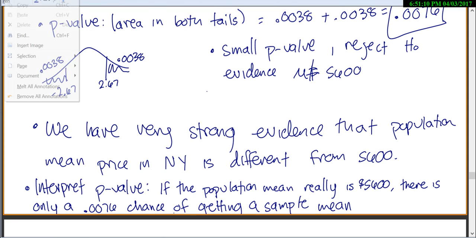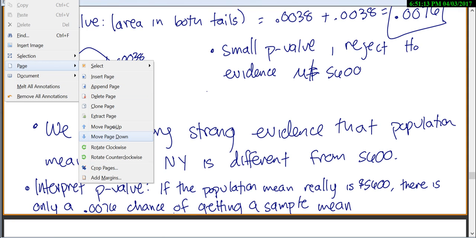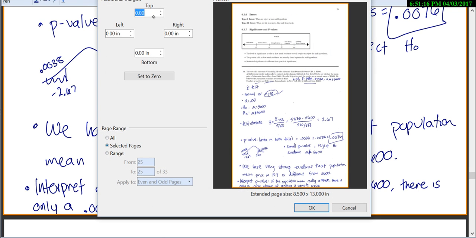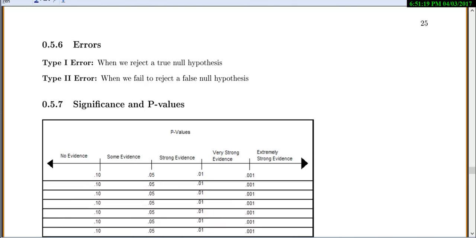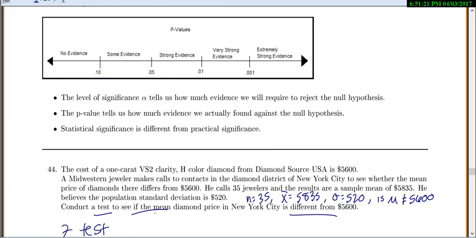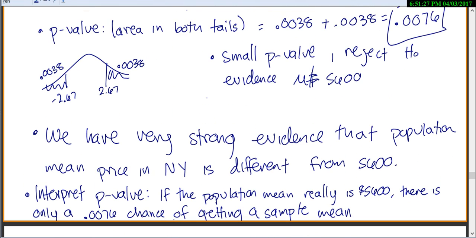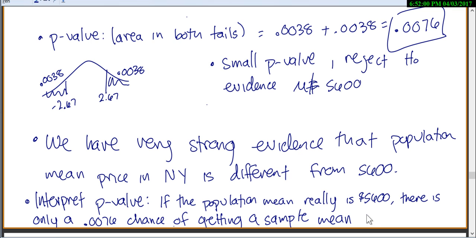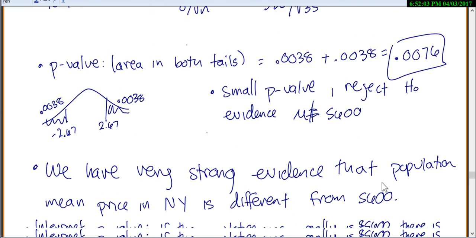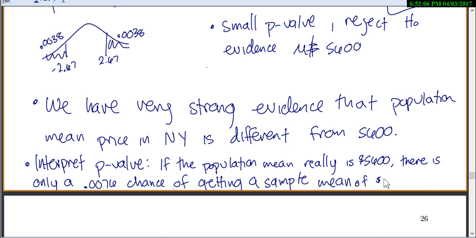Getting a sample mean of whatever our actual sample mean is. Our sample mean is 5835, or something further away from our 5,600.